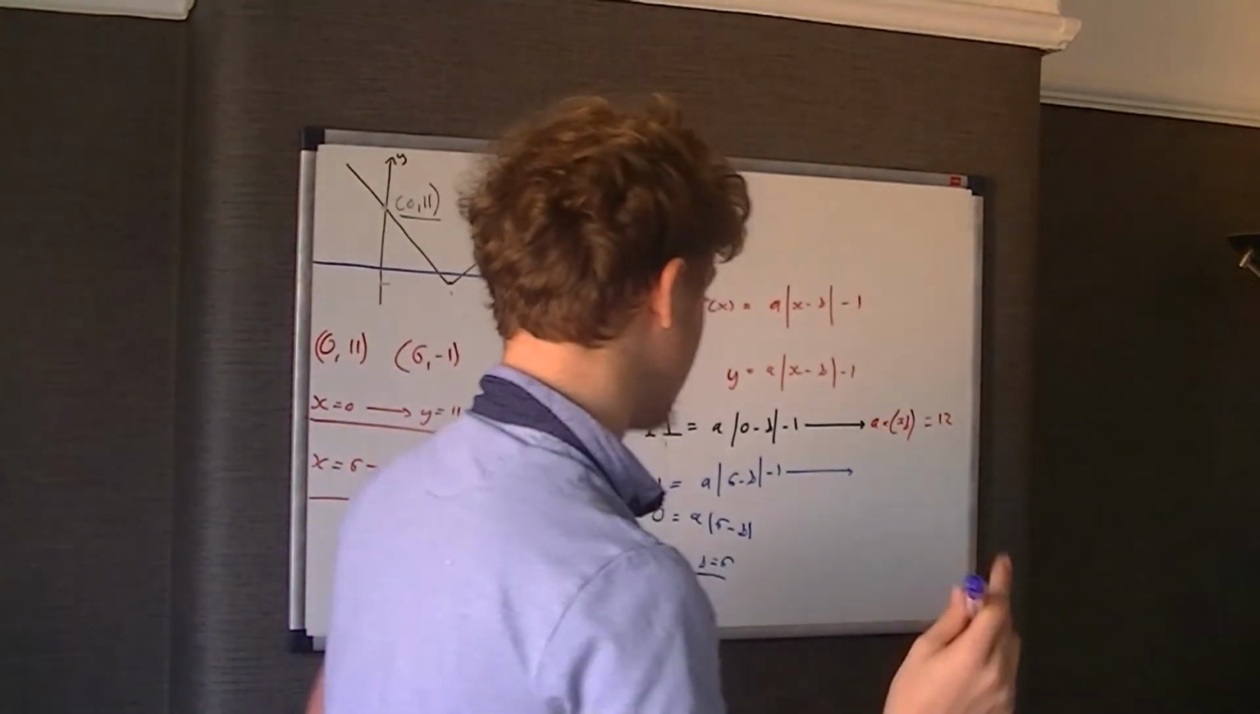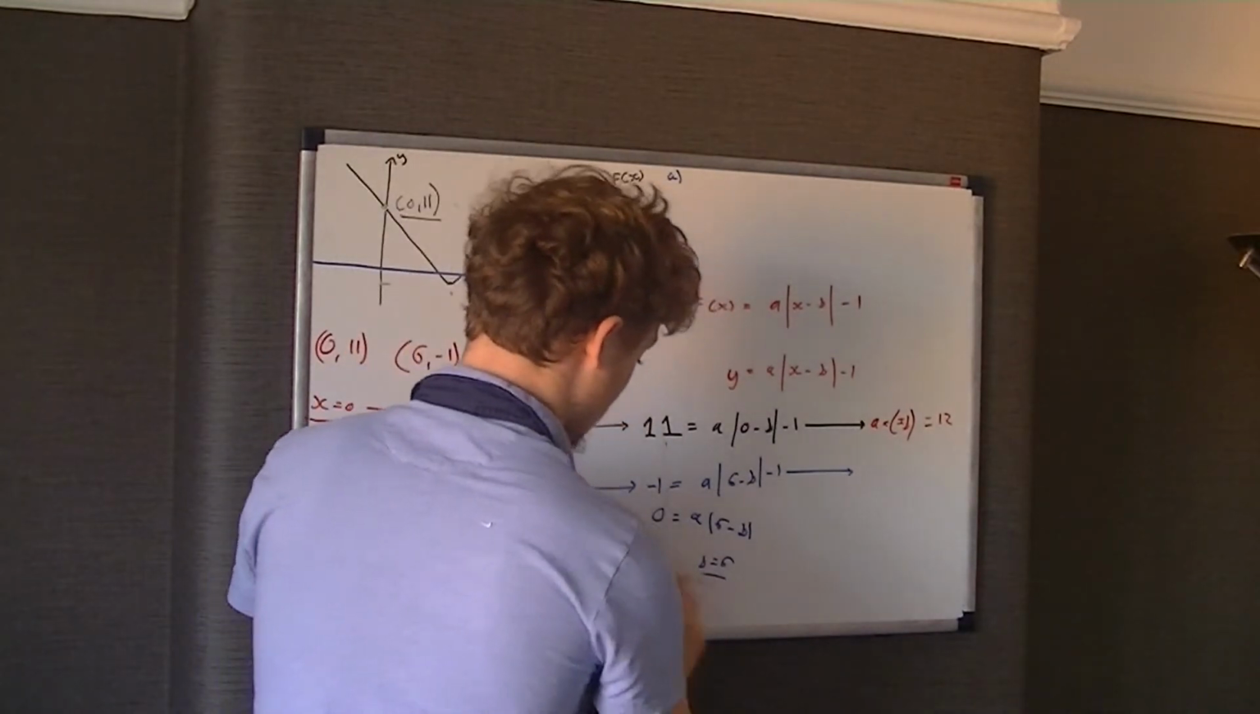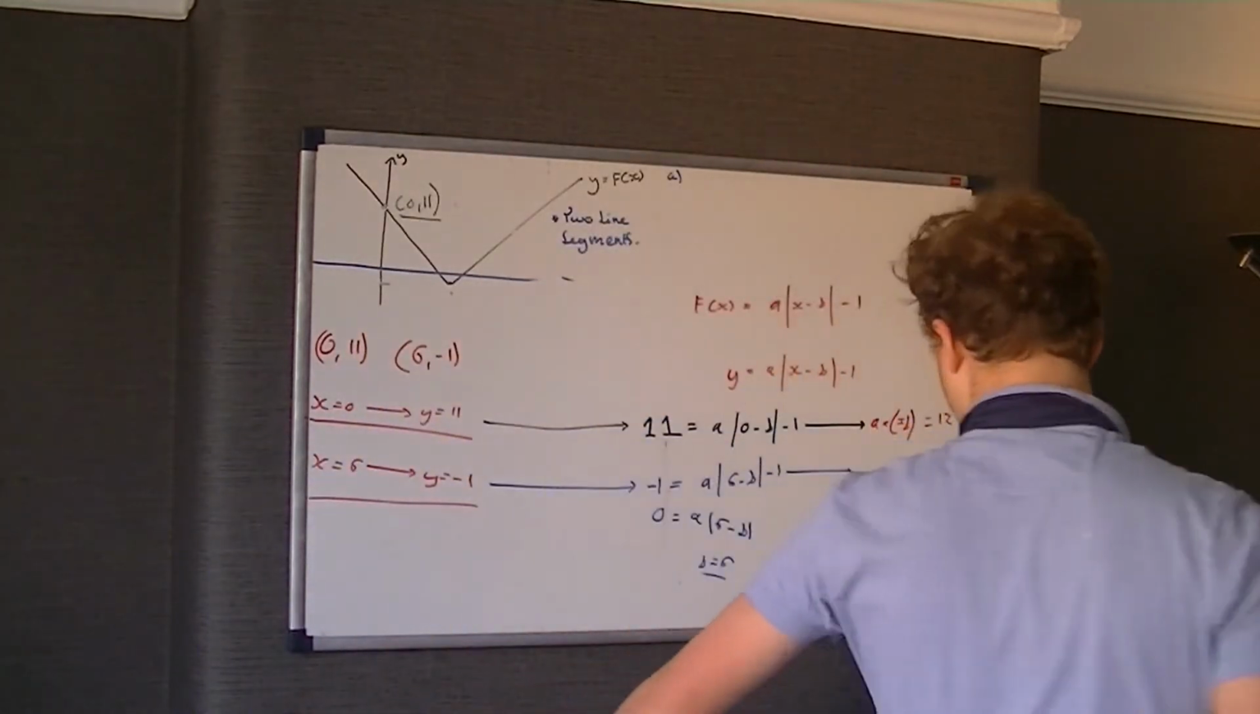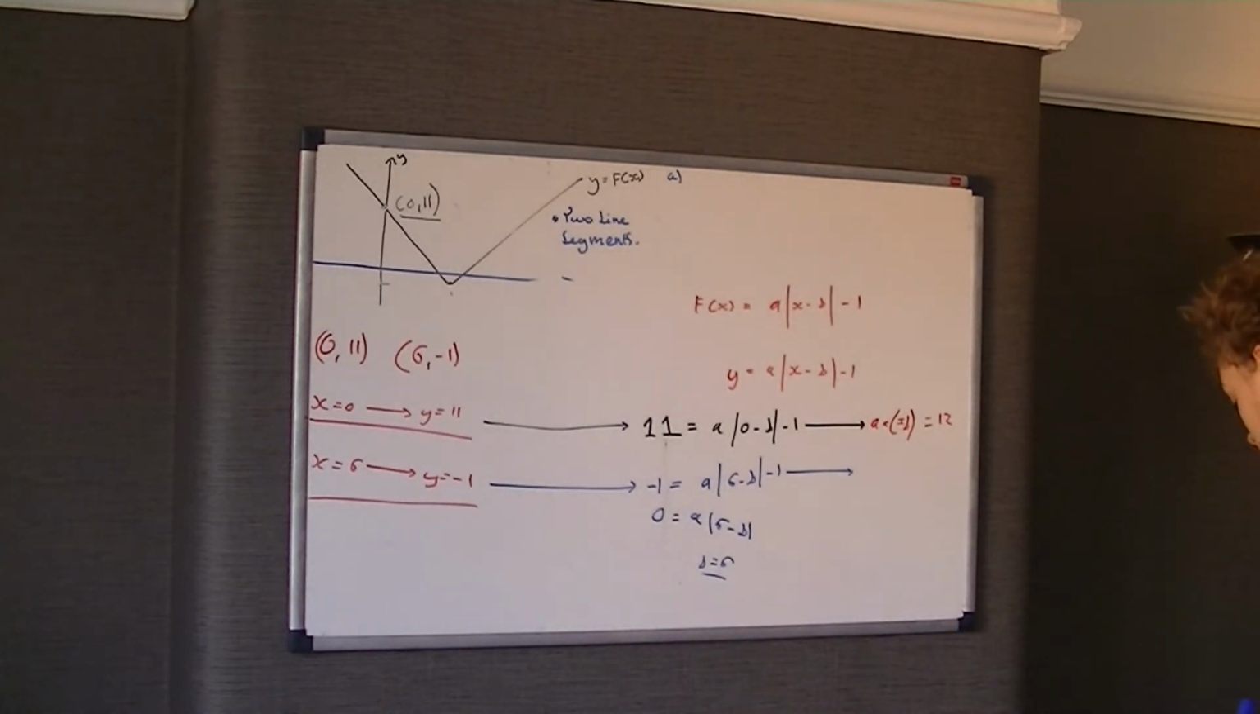Okay? However, as we're told, a cannot equal 0 in this question, so we can rub that a out. So a is not equal to 0, so all we've got from this is that b must be 6.